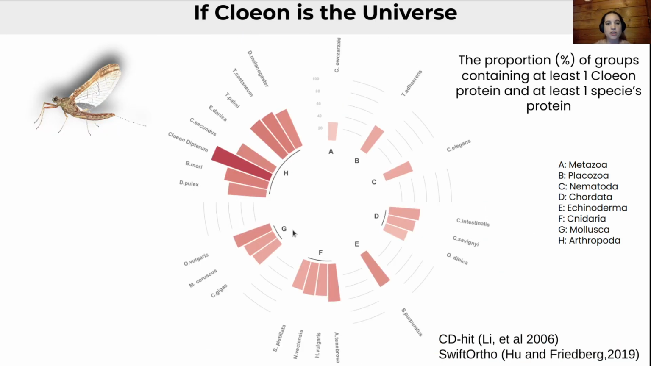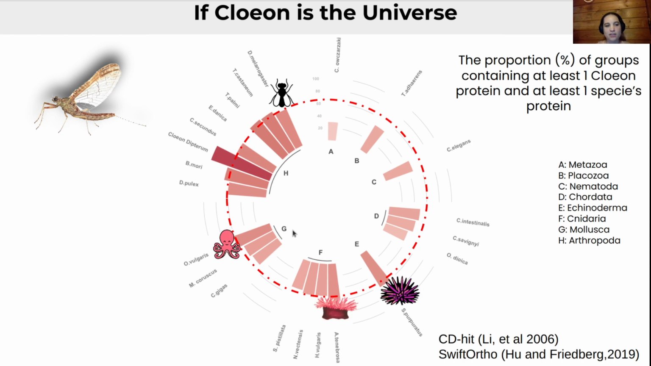So, in order to find orthologs, we use the software SwiftOrtho to find orthologs in the next phyla: Metazoa, Placozoa, Nematoda, Chordata, Echinodermata, Cnidaria, Mollusca, and Arthropoda. And what we found is, if Cloeon is a universe, that a substantial part of its proteins is not covered with other species, and that it shares more groups of homologs with basal animals than with the model organism of reference, that is Drosophila melanogaster, as you can see here in the circle.